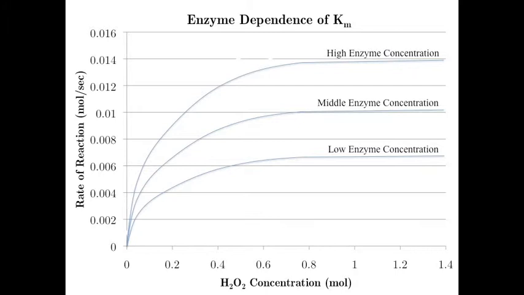Now let's take a look at the enzyme dependence of Km. Following the prediction of the hypothesis, as the enzyme concentration increases, so does Km, and that is what the graph on the screen is showing.